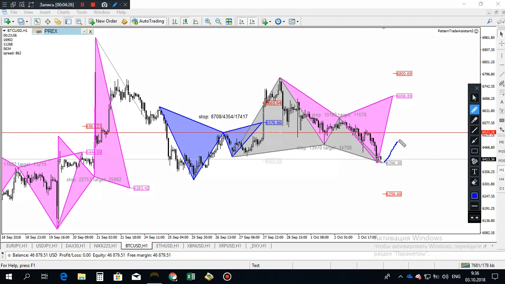So remember about this level, and of course the high probability of moving to the upside over moving to the downside. What are the probabilities? 60% for this scenario, 40% for this scenario.